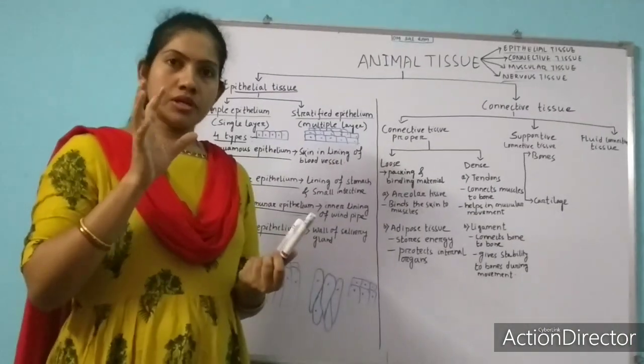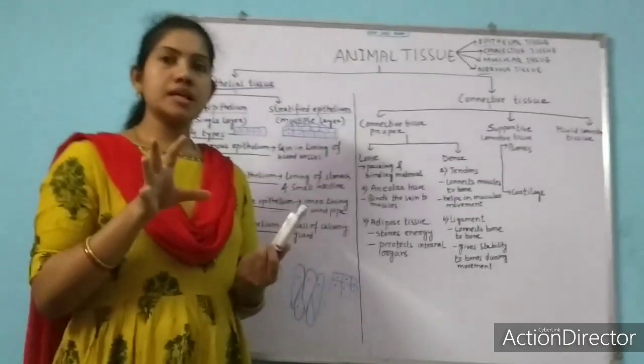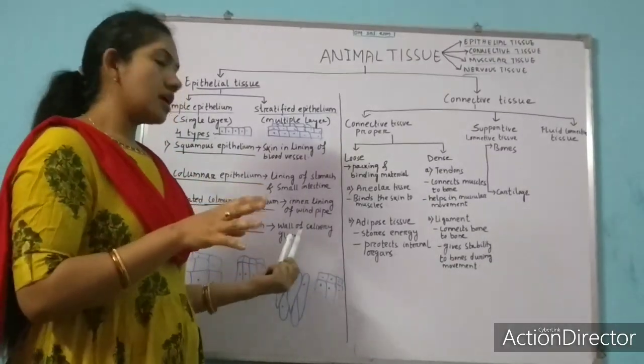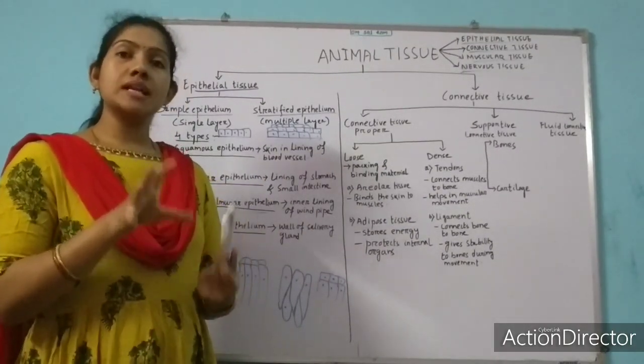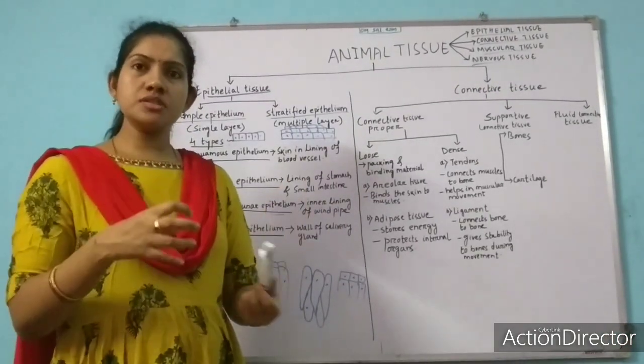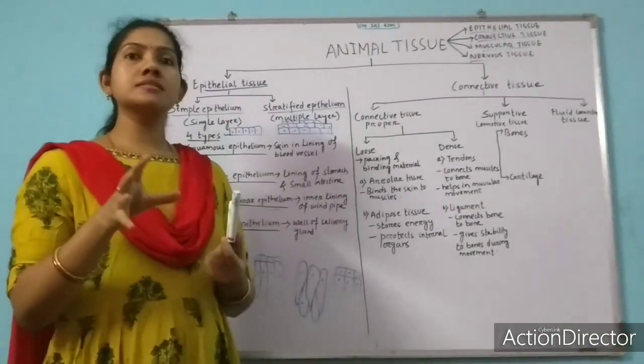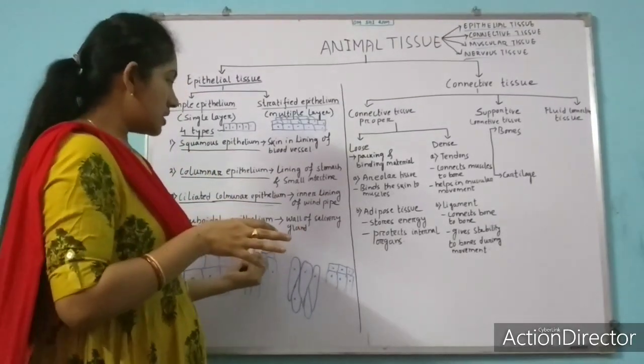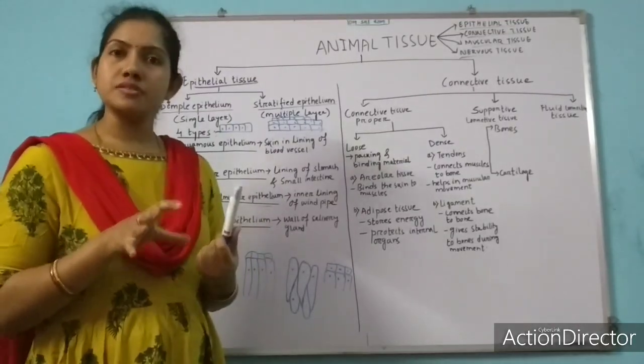We have already discussed the salivary gland in your class 6. So these are present on the walls of the salivary gland. What is the work of the salivary gland? It helps in secretion. What does it secrete? It secretes salivary amylase. So this also acts as secretion.